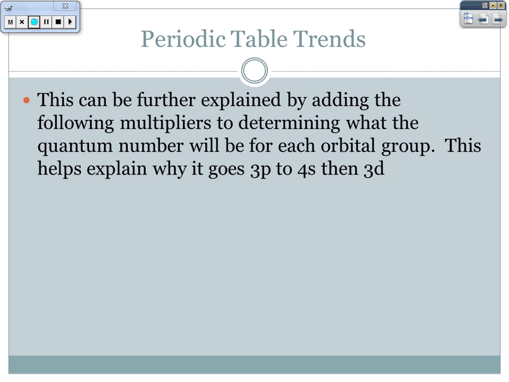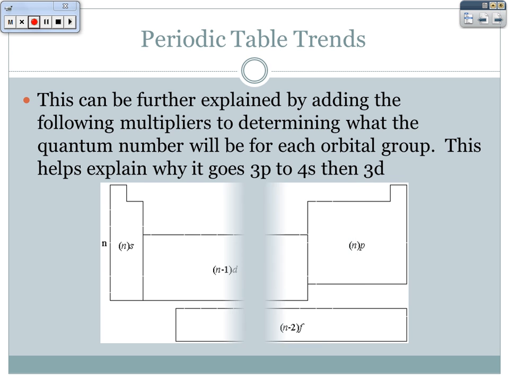And this can be further explained by adding the following multipliers to determine what the quantum number will be for each orbital group, and it actually helps to explain why it goes from 3p to 4s, then back to 3d. So if you look here, if n is that period number, so 1 through 7, for s orbitals, it's just a multiplier of n. For p orbitals, it's a multiplier of n. For d orbitals, it's n minus 1. And for f orbitals, it's n minus 2.